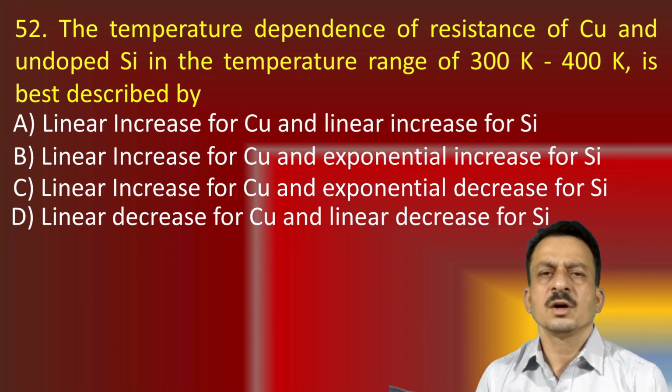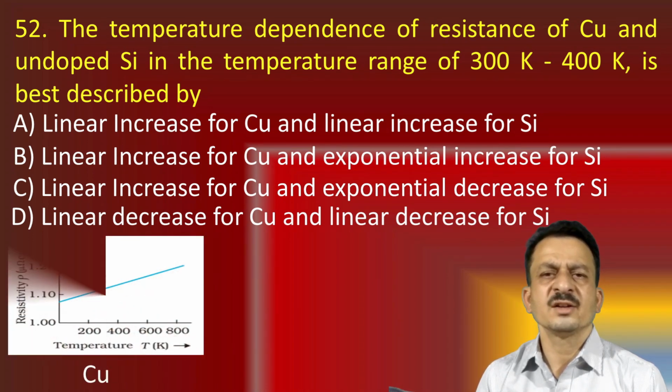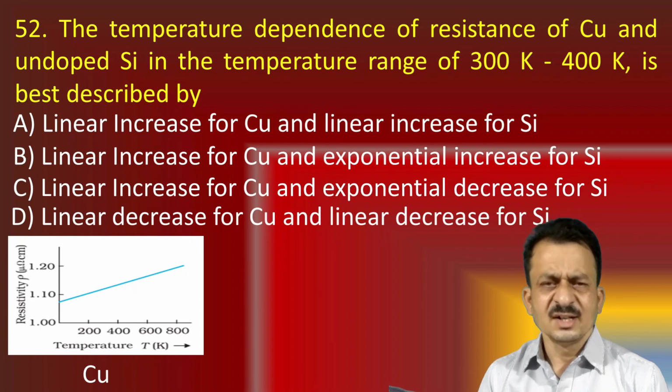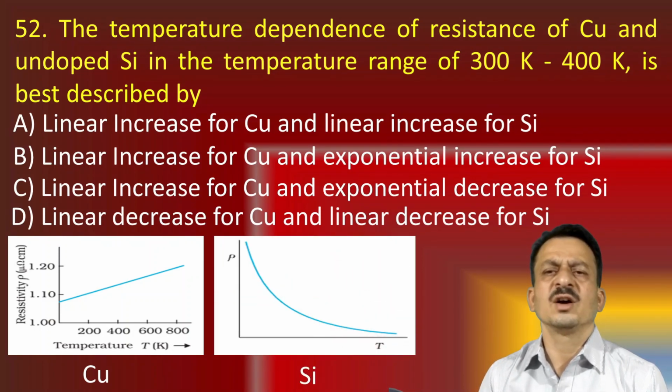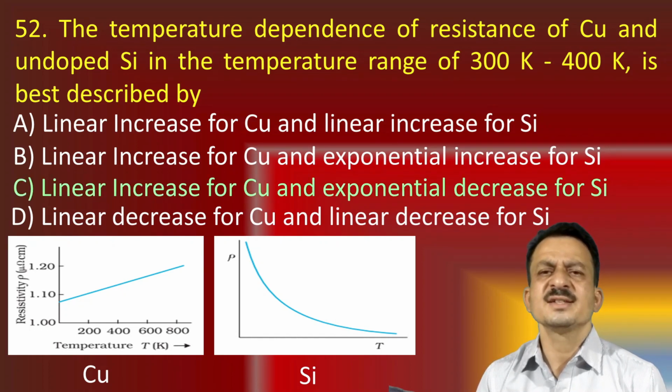Now theoretically we know that copper is a conductor and silicon is a semiconductor. In the case of a conductor, the resistance increases linearly with the temperature, according to this diagram. In the case of a semiconductor, that is silicon, as temperature increases, the resistance decreases, as shown in that diagram. With this theoretical knowledge, the answer should be C, linear increase for copper and exponential decrease for silicon. C is the right answer here.